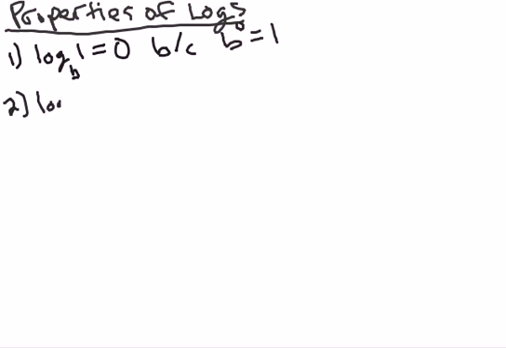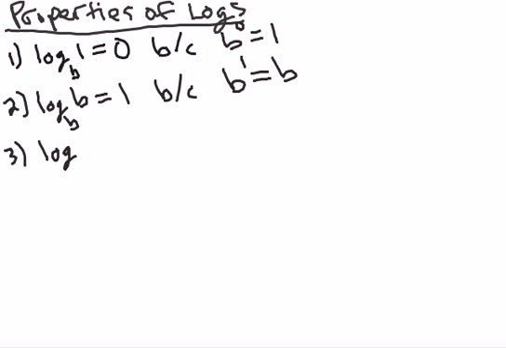Also, we have log base b of b equals 1, because, if you think about this, you should be able to see the reason why. b to the 1 equals b. Then we have log base b of b to the y. So we have a logarithm with the argument b being raised to an exponent of y.